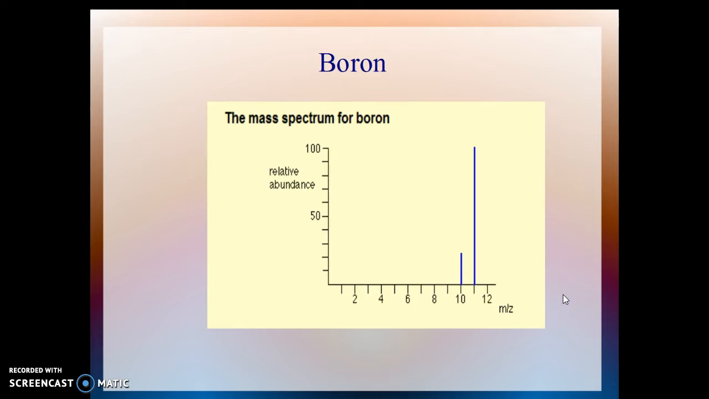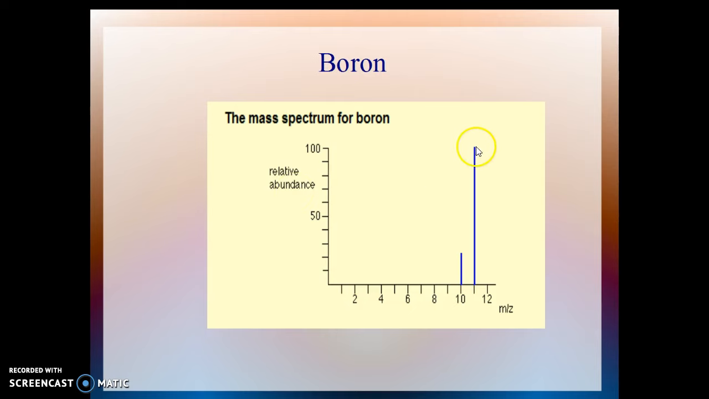Here's the mass spec for boron. There are only 2 isotopes, a 10 and an 11. And the 10 isotope looks to be, if this is 10 and 20, about 25. But notice this goes to 100. So this is not the percent abundance, this is the relative abundance.